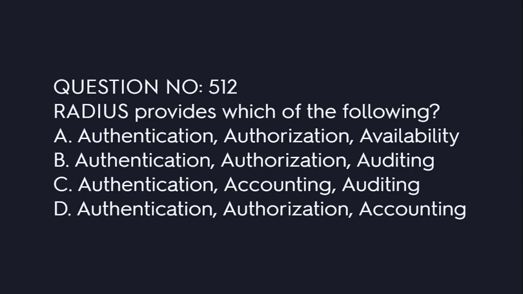Question number 512. RADIUS provides which of the following? A. Authentication, authorization, availability, B. Authentication, authorization, auditing, C. Authentication, accounting, auditing, D. Authentication, authorization, accounting. D.